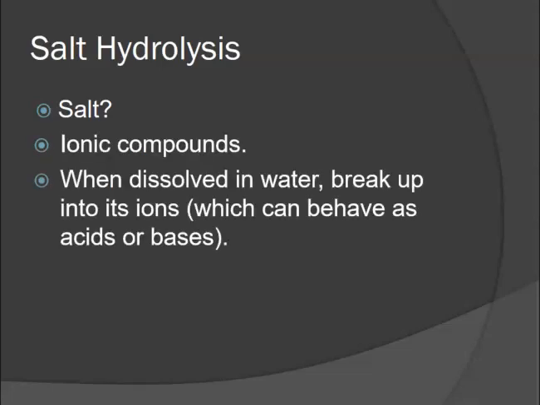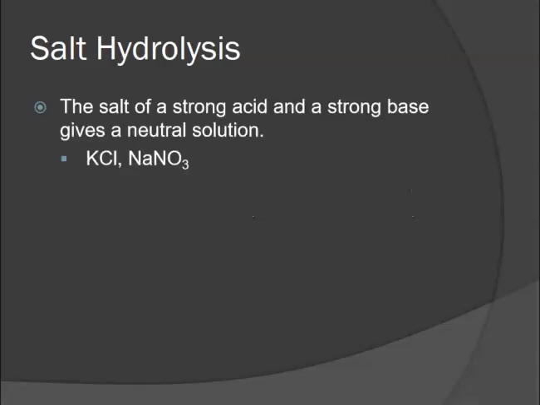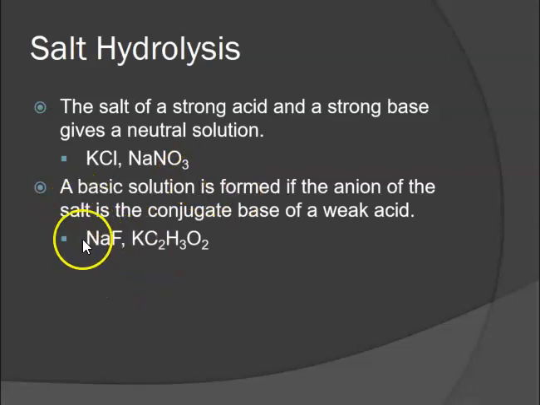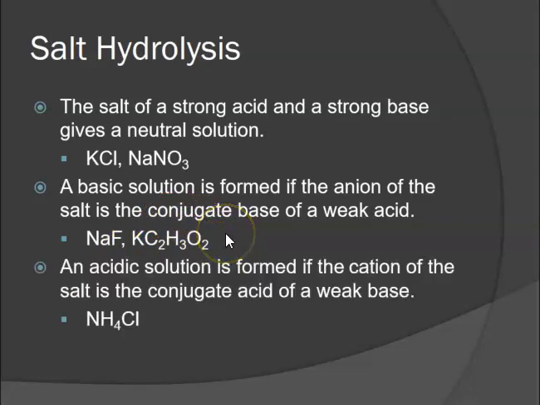And when we dissolve ionic compounds into water, they dissociate, they break up into their ions. Those ions can act as acids or bases. If I have the salt that's produced in a strong acid, strong base reaction, those don't affect the pH. So potassium doesn't affect the pH, chloride's not going to affect the pH, sodium doesn't bother it, nitrate doesn't bother it. But what if the anion of my salt is actually the conjugate base of a weak acid? That means that this is a weak base. So something like sodium fluoride will actually raise the pH. Potassium acetate will raise the pH because acetate is the conjugate base of a weak acid, acetic acid.